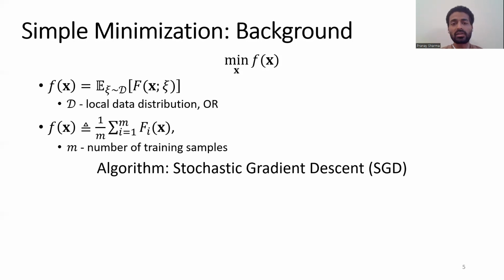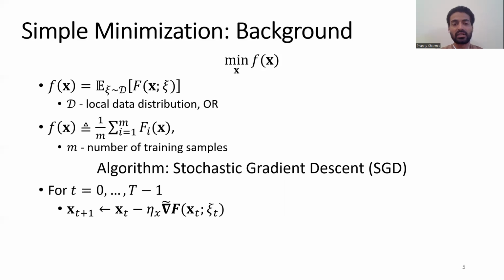The most common algorithm used to solve such problems is stochastic gradient descent, or SGD, where at every iteration x is updated using a stochastic gradient of the function. So instead of computing the full gradient, we use a stochastic gradient.